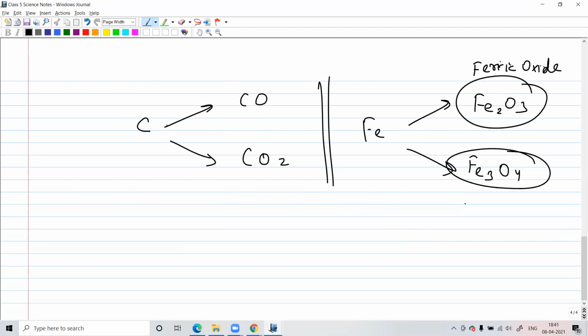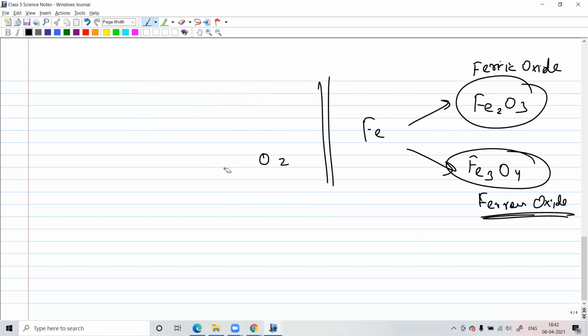What is the name of the second one, sir? Just, I'm writing. Hold on 1 second. Okay, so I'm not sure about the spelling. Ferrous oxide. Okay, so these are the two kinds of oxides it makes.